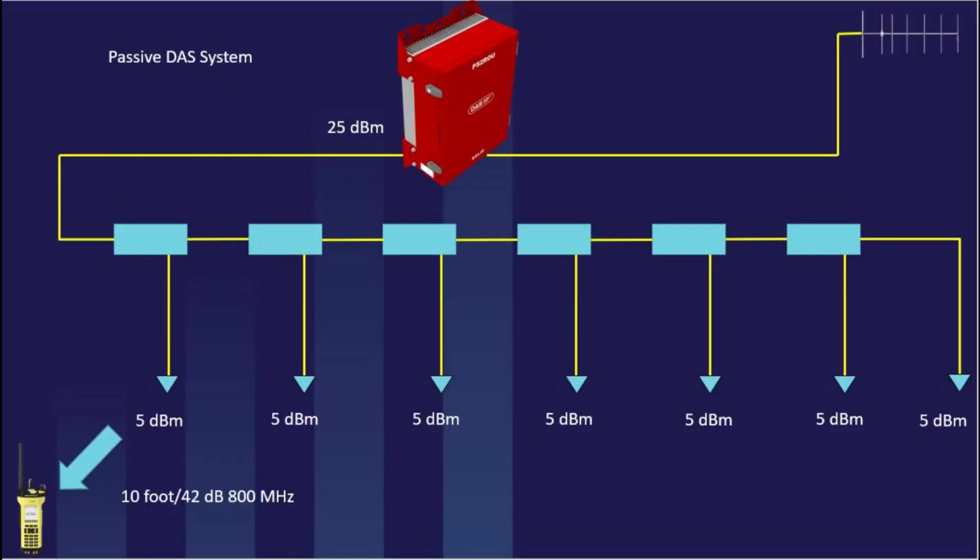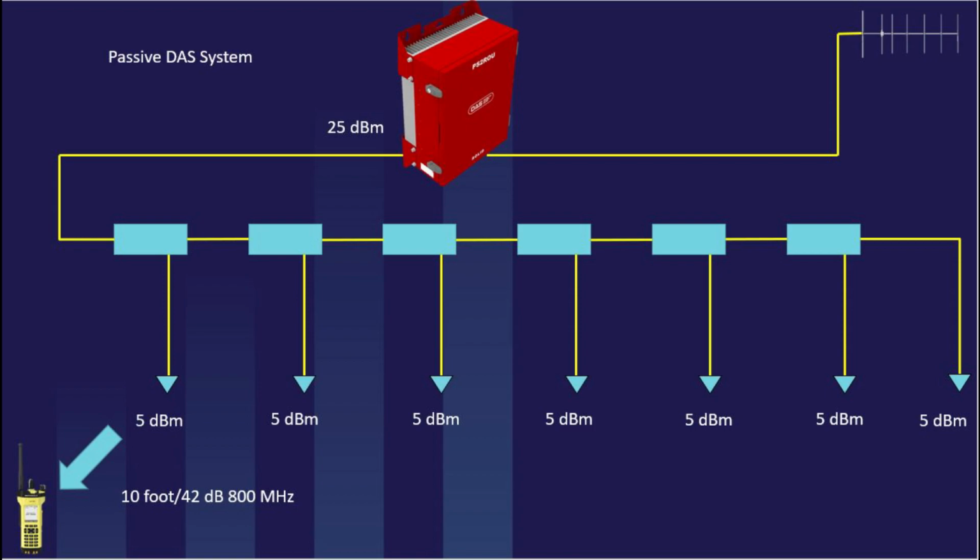The first slide is a basic, simple, passive DAS system. We have a BDA fed by a donor antenna. Out of the BDA, 25 dBm of composite power or channel power, doesn't really matter either way. We're feeding 6 splitters or couplers and 7 antennas. Each antenna has approximately a 5 dBm output power.